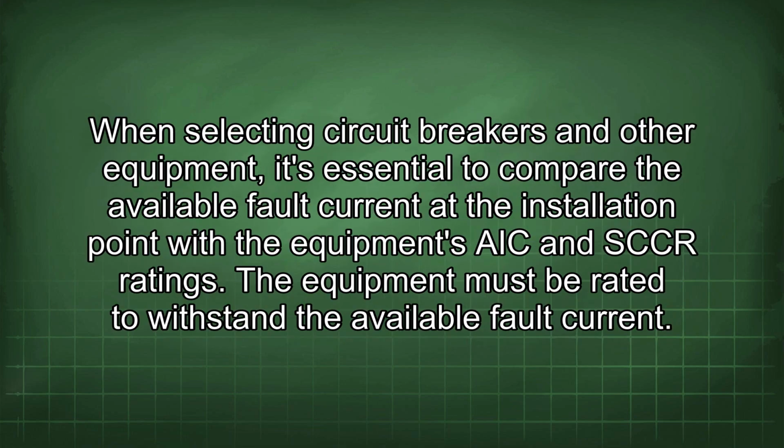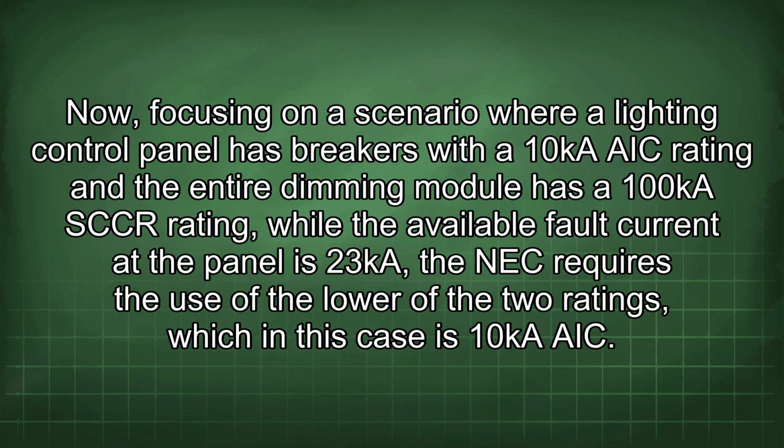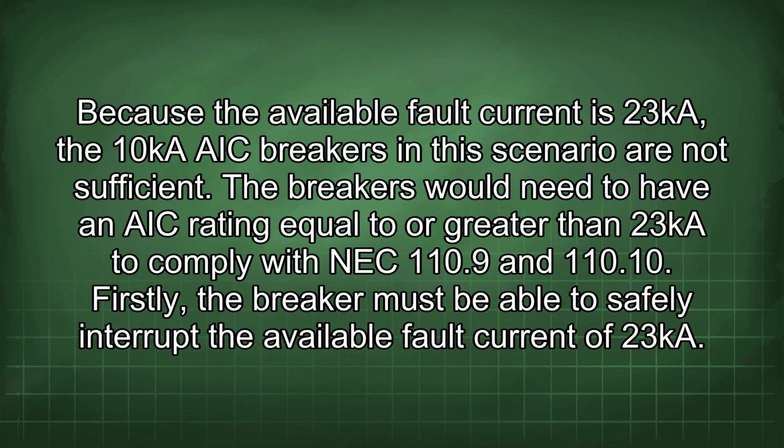When selecting circuit breakers and other equipment, it's essential to compare the available fault current at the installation point with the equipment's AIC and SCCR ratings. The equipment must be rated to withstand the available fault current. Now, focusing on a scenario where a lighting control panel has breakers with a 10 kAIC rating and the entire dimming module has a 100 kSCCR rating, while the available fault current at the panel is 23 kA, the NEC requires the use of the lower of the two ratings, which in this case is 10 kAIC. Because the available fault current is 23 kA, the 10 kAIC breakers in this scenario are not sufficient.